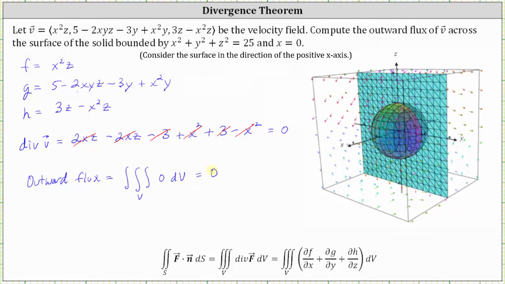So if we think about this for a moment, notice how there are two surfaces for the solid. There's the half sphere or hemisphere, and then the circle. And since there are two surfaces and the outward flux is 0, we know the flux across the two surfaces must be equal but in the opposite direction, resulting in an outward flux as well as an inward flux of 0.